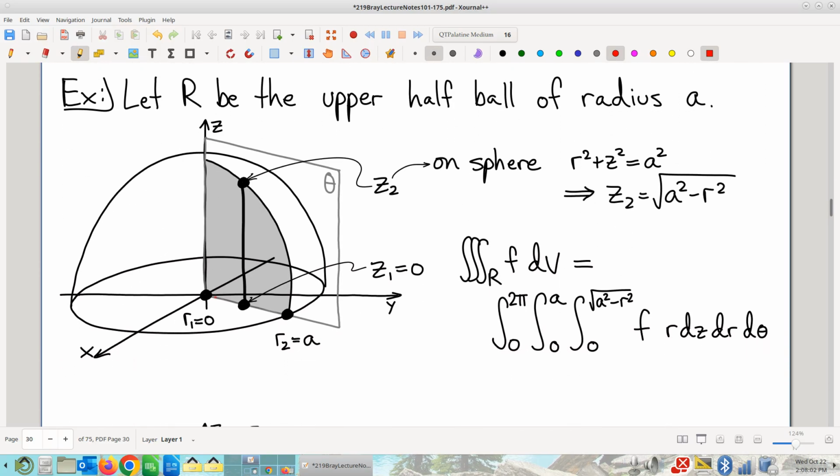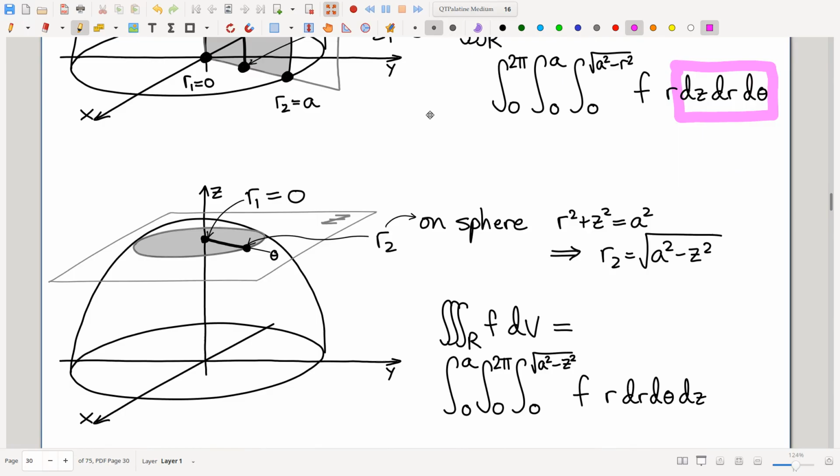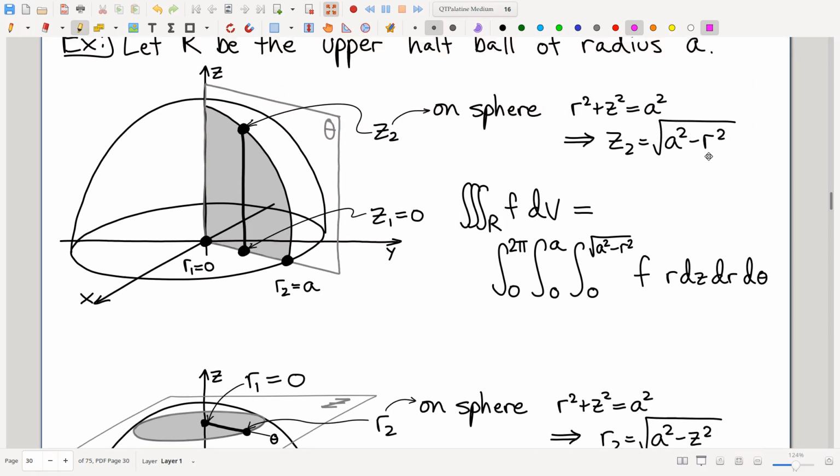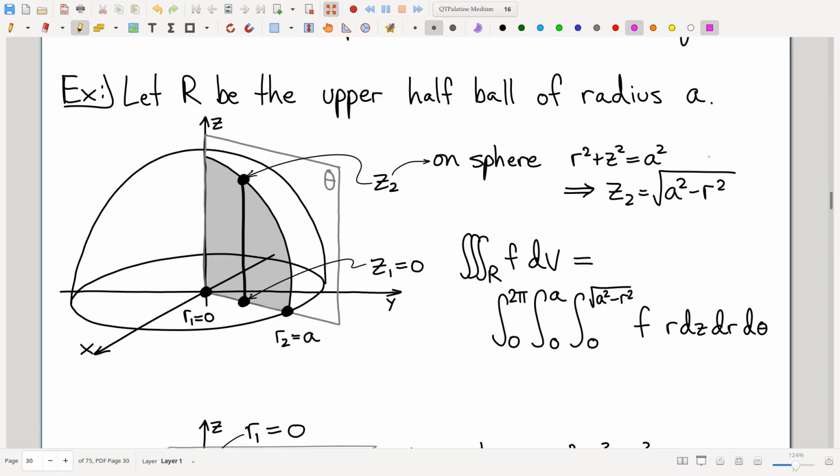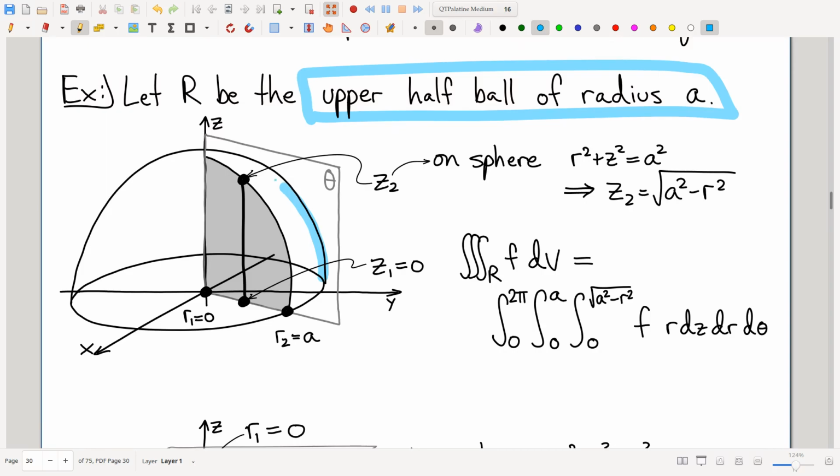So we've got an example here. I'm going to do this example first with dz, dr, d theta differentials. As soon as we're done with that, we're going to do it in the other order: dr, d theta, dz. I want you to see how both of them look, but one at a time. So we'll start with this one on top. Our domain is this upper half ball.